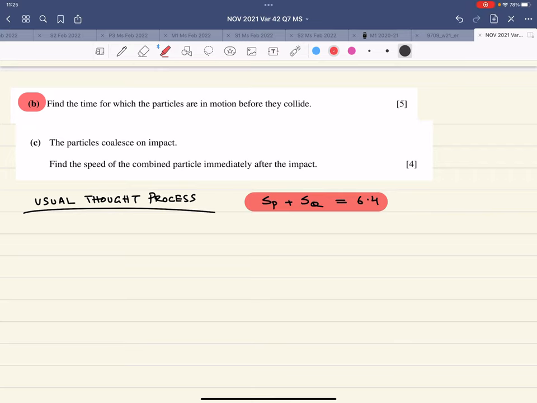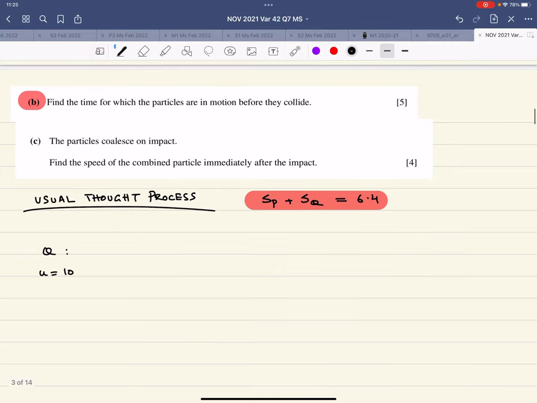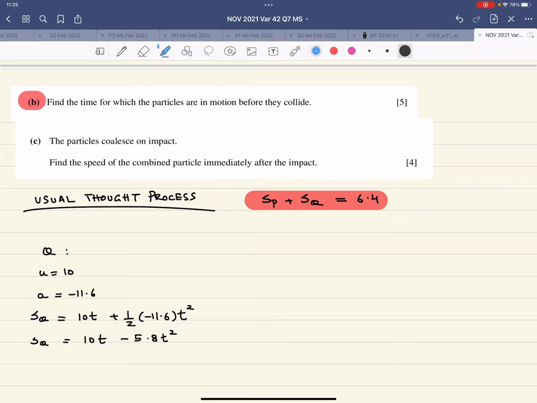Now let's look at particle Q, the one that's going up. U is 10 meter per second. I'm not going to write in the units, because instead of wasting so much time, let's think very precisely. I'm going to use the acceleration negative 11.6. SQ is equal to UT plus half into minus 11.6 into T square. This simplifies to 10T minus 5.8T square. That is SQ that you get. Let me highlight this, so whatever I get, I'll be highlighting it.